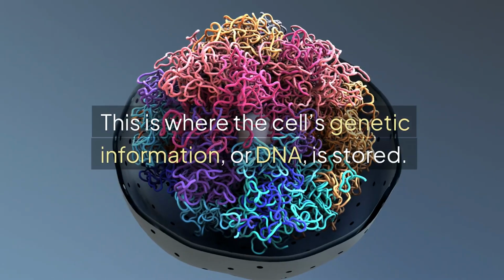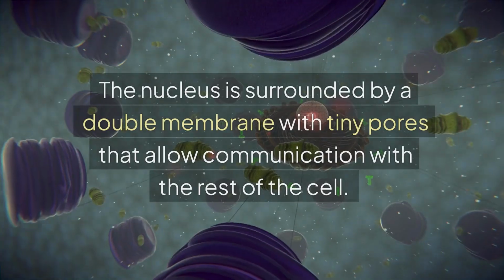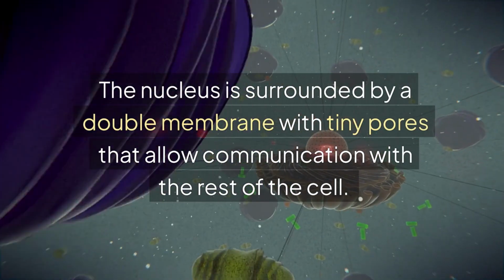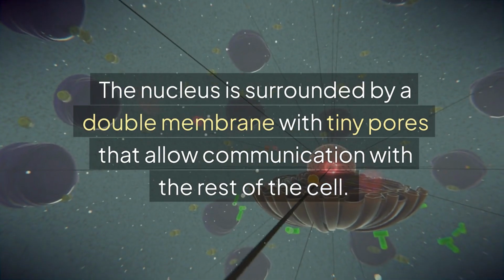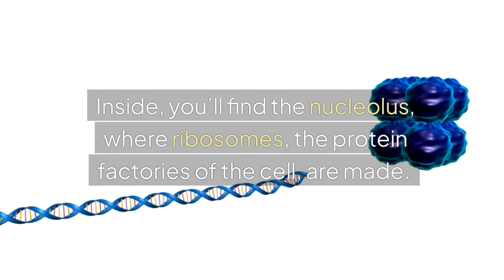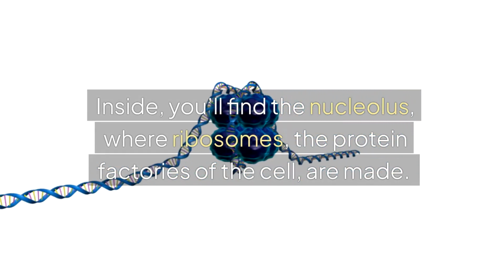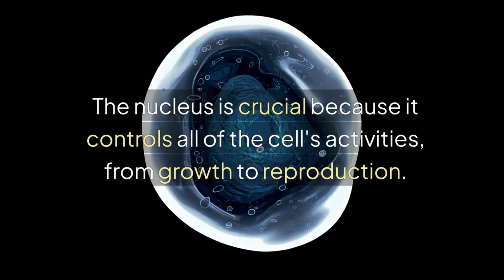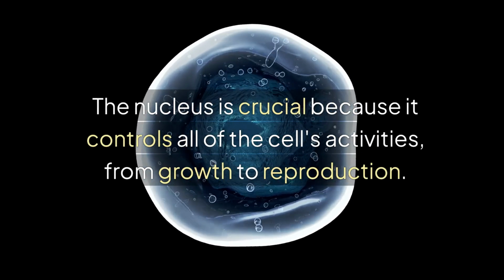Now, let's dive into the control center of the cell, the nucleus. This is where the cell's genetic information, or DNA, is stored. The nucleus is surrounded by a double membrane with tiny pores that allow communication with the rest of the cell. Inside, you'll find the nucleolus, where ribosomes, the protein factories of the cell, are made. The nucleus is crucial because it controls all of the cell's activities, from growth to reproduction.